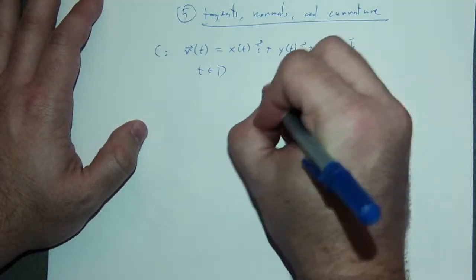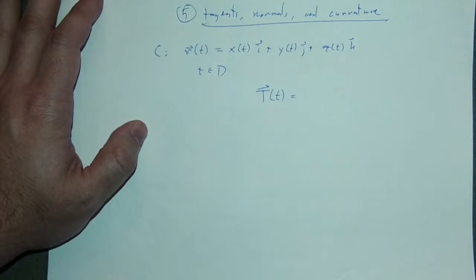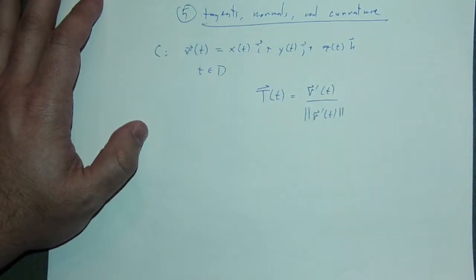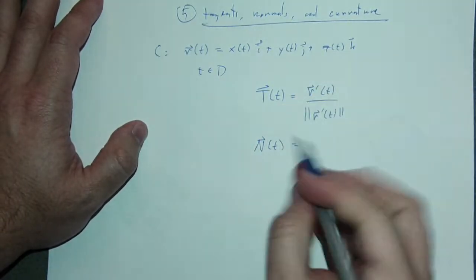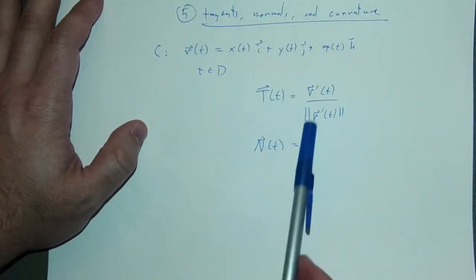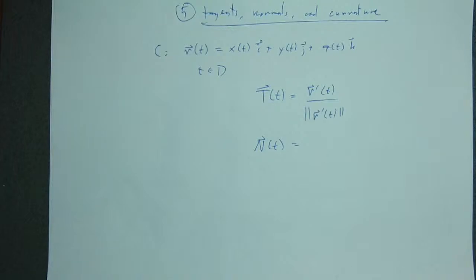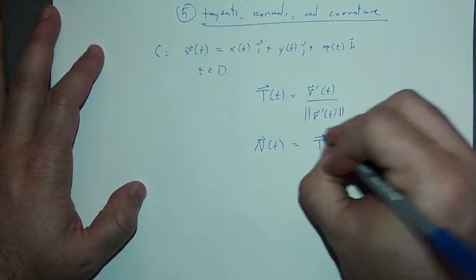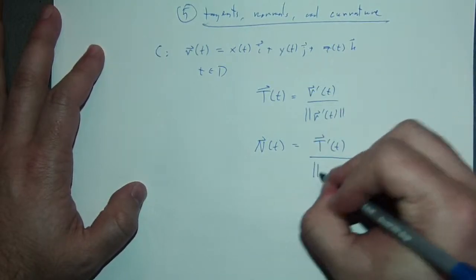The unit tangent vector at the point r of t is given by r prime of t over the length of r prime of t. The unit normal vector is then computed from the unit tangent vector. The length of r prime of t is a function of t, even though you're taking a length. In some special cases it's a constant. A circle is a good example: with the usual parameterization of a circle, that thing's a constant. But in general it's not. It's typically a scalar valued function of t. And so the unit normal is t prime of t divided by the length of t prime of t.